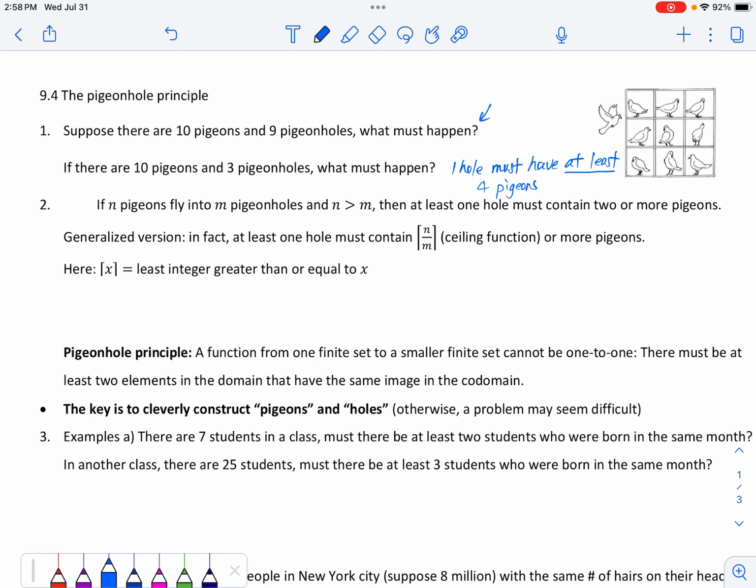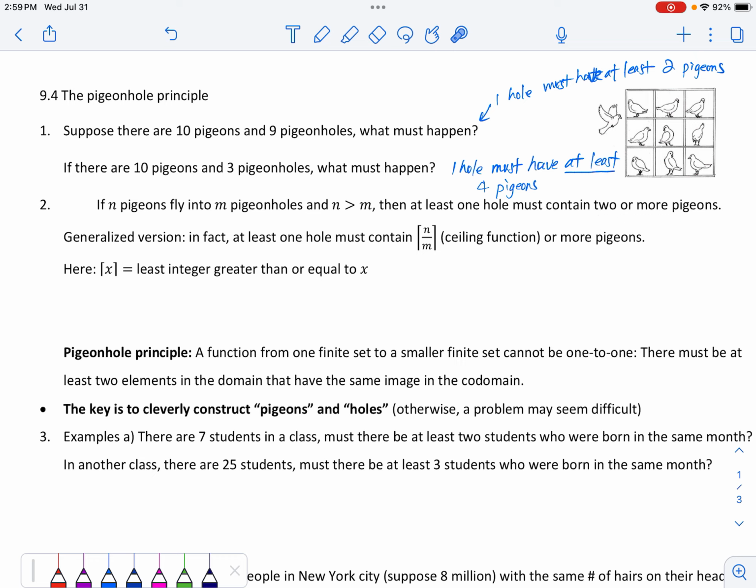And the above one is, one hole must have at least 2 pigeons. Now let's generalize it. By the way, that's basically the pigeonhole principle. In general, if n pigeons fly into m pigeonholes, assuming the number of pigeons is more than the number of pigeonholes, then we can conclude that at least one hole must contain 2 or more pigeons. That means at least 2 pigeons.